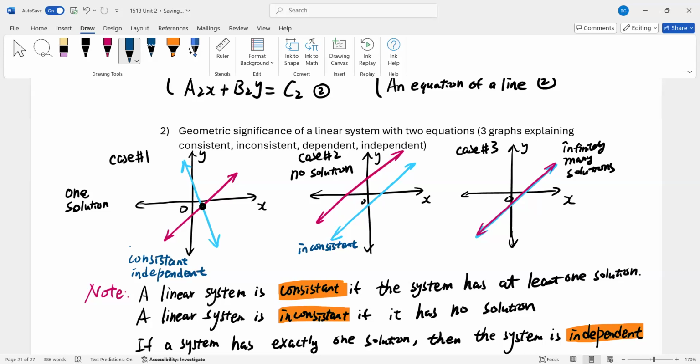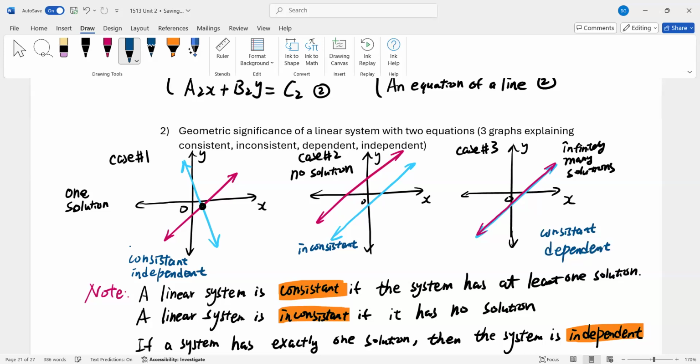And when the system is inconsistent, we do not talk about dependent or independent. Dependent or independent is about a consistent system. An inconsistent system doesn't even have a solution, so we do not need to discuss its dependence or independence, right? It's just inconsistent. It has no solution. Case 3 has a solution, so it is consistent. And it has infinitely many solutions, so it is dependent.